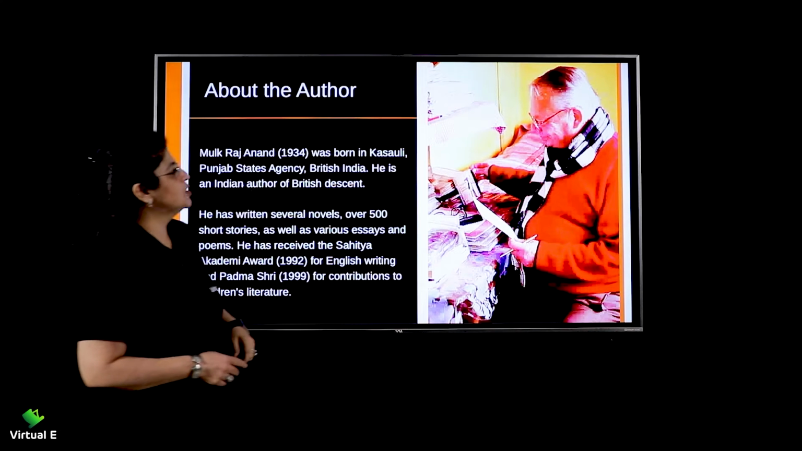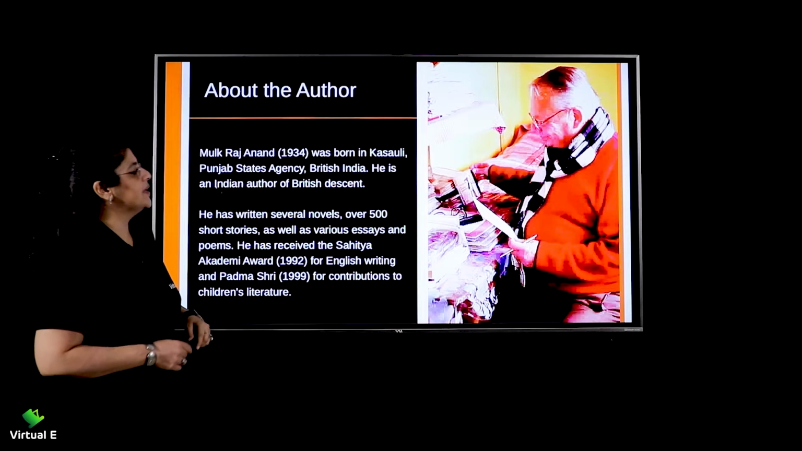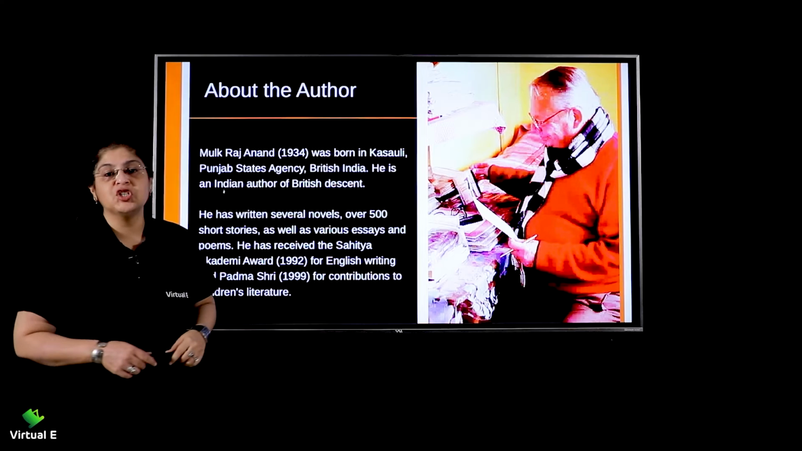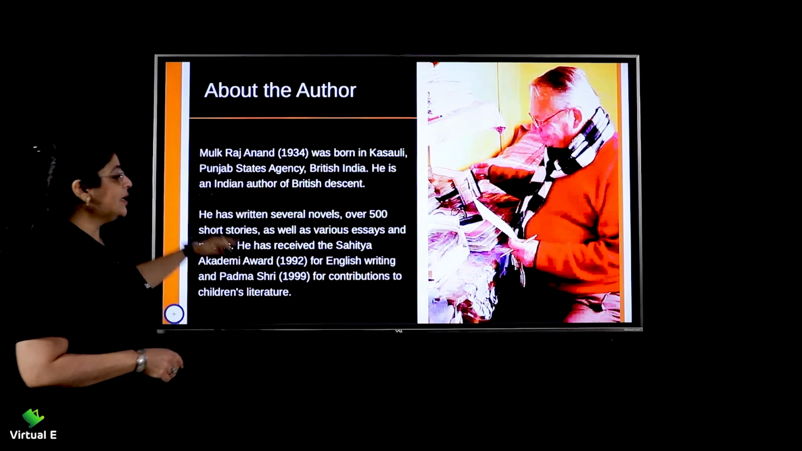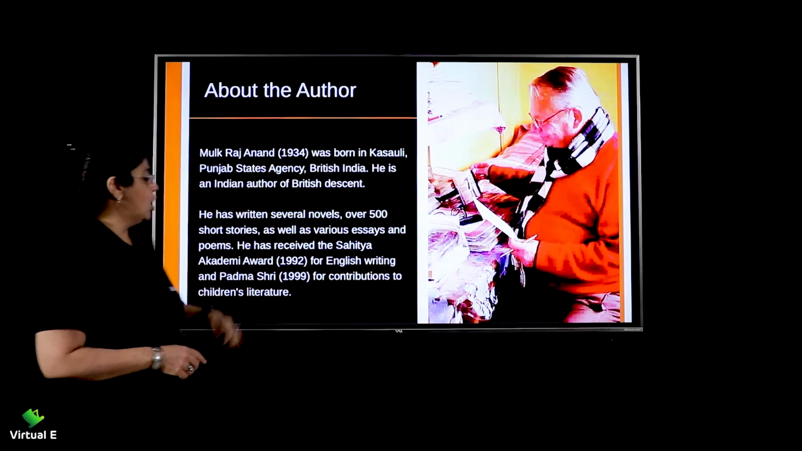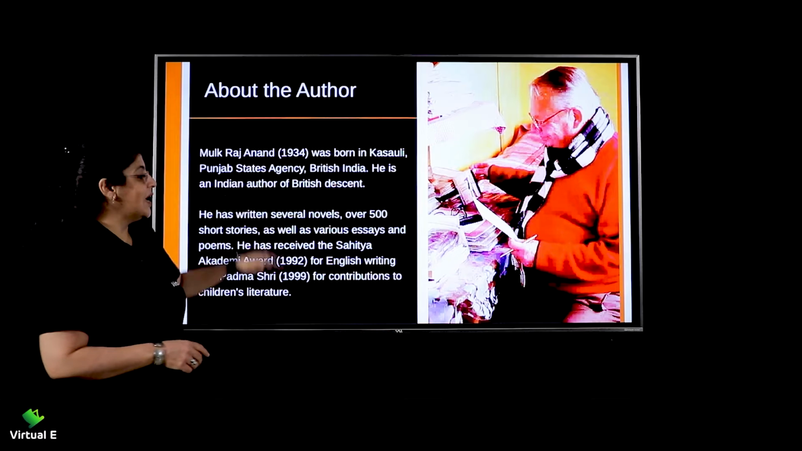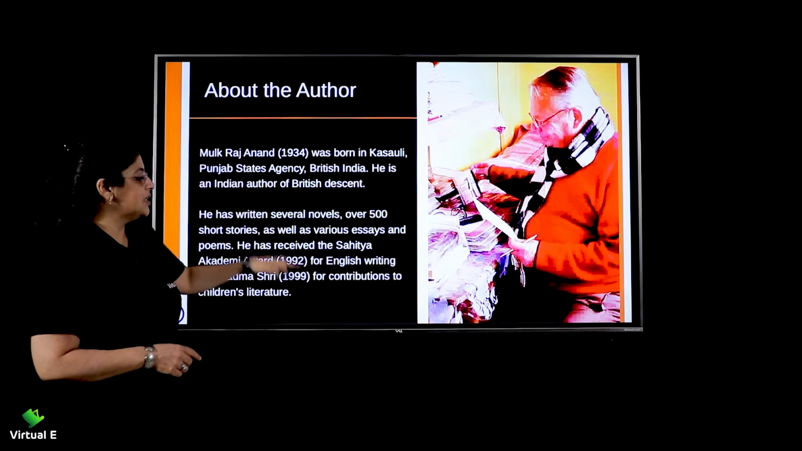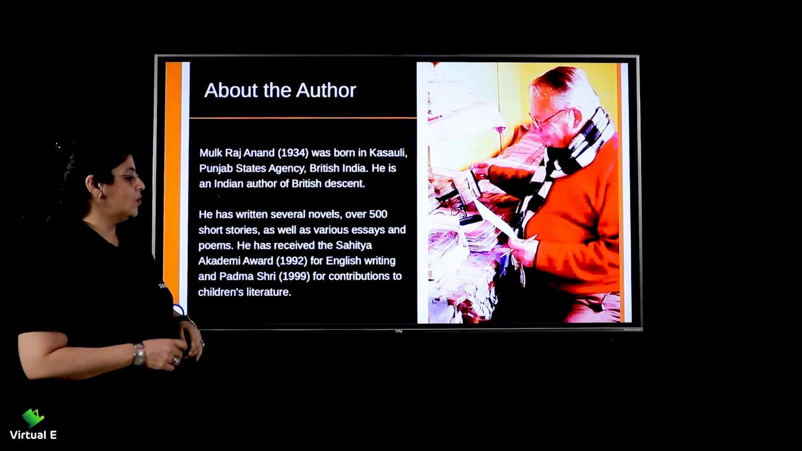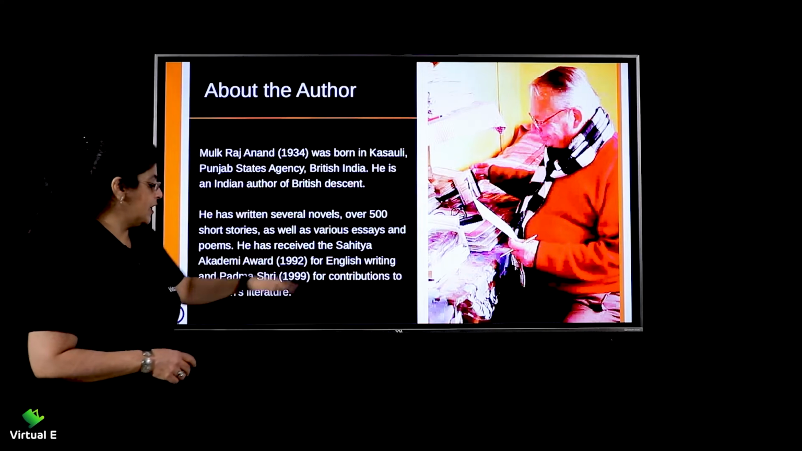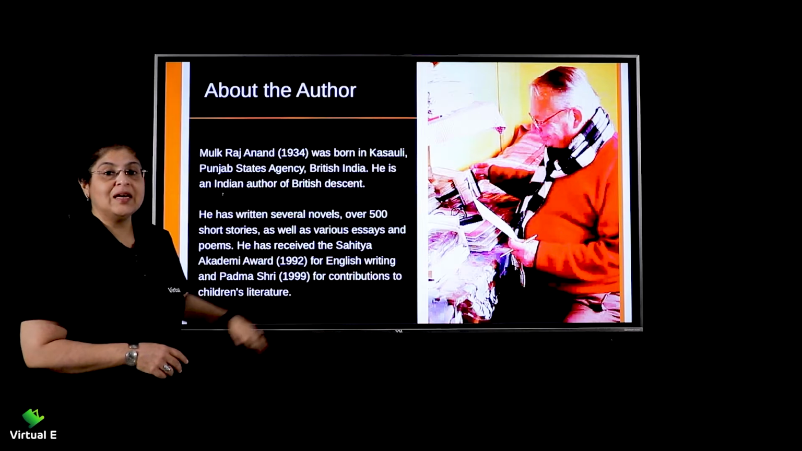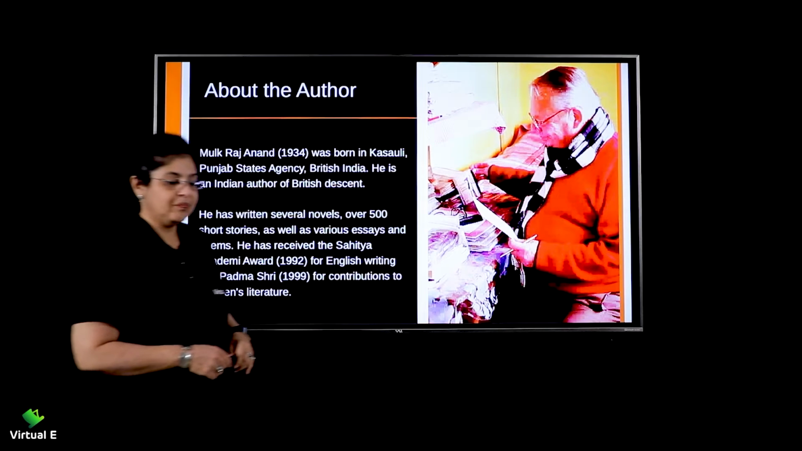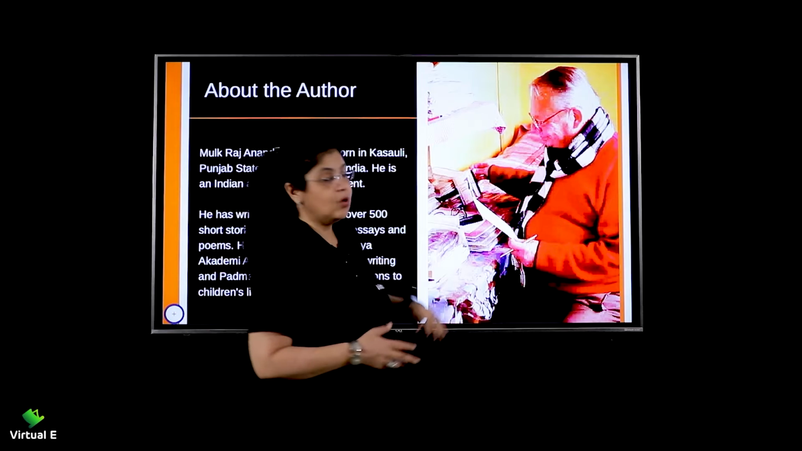Mulk Raj Anand was born in Kasauli, Punjab States Agency, British India. He is an Indian author of British descent. He has written several novels, over 500 short stories, as well as various essays and poems. He has received the Sahitya Akademi Award in 1992 for English writing and Padma Shri in 1999 for contributions to children's literature. Now, this is what we know about Ruskin Bond.